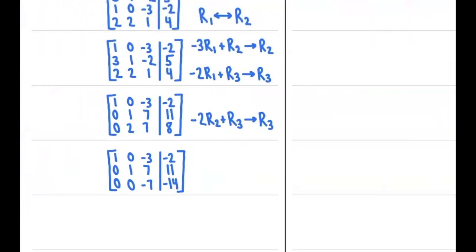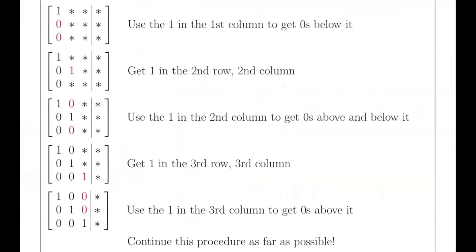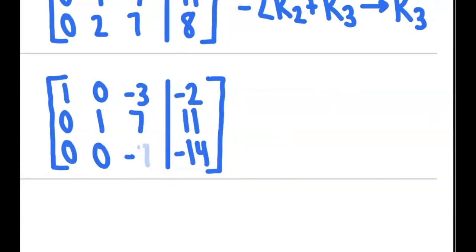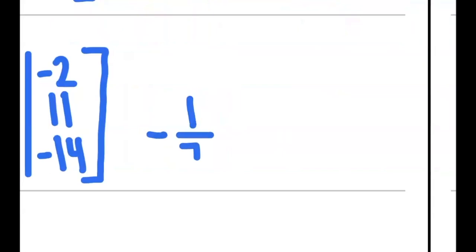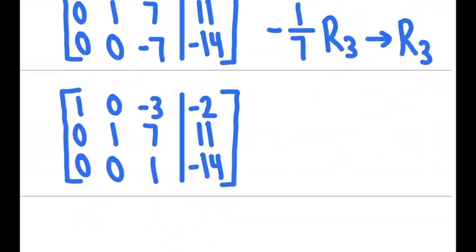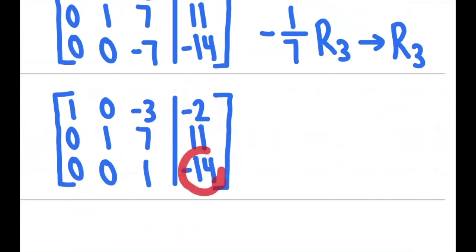All right. And then the next step is now that we got zeros above and below this leading one in the second column, now I want to get a 1 in the third row, third column. Well, here, that's a simple matter. Just multiply by -1/7. Yes, -1/7 times the third row. -1/7 times -7, that's 1, just like we wanted. And -1/7 times -14 is just 2.